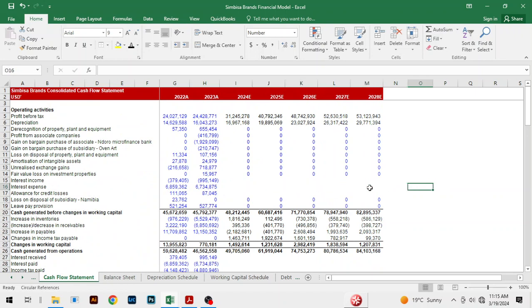So here it is, guys, and see you in the next section where we are going to look at the balance sheet, how to project the balance sheet using the cash flow statement. So see you there.